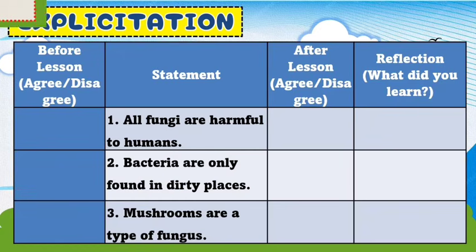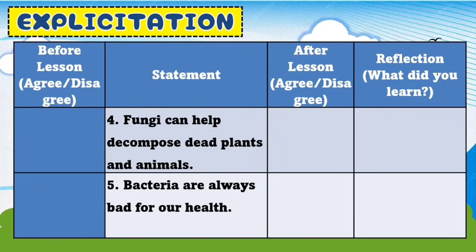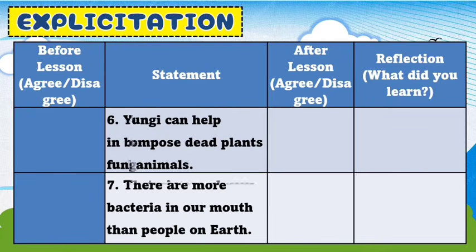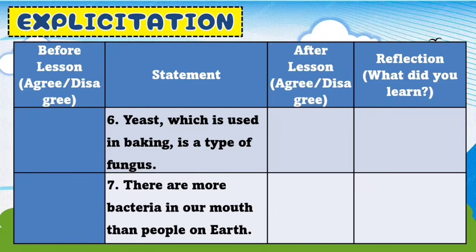Explicitation. So we have here in the before lesson column, do you agree or disagree with the following statements? Number 1, all fungi are harmful to humans. Number 2, bacteria are only found in dirty places. Number 3, mushrooms are a type of fungus. Number 4, fungi can help decompose dead plants and animals. Number 5, bacteria are always bad for our health. Number 6, yeast, which is used in baking, is a type of fungus.